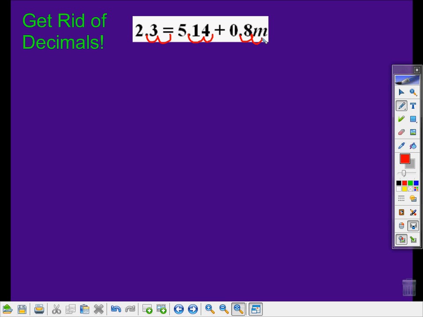So this new number is not going to be 2.3 anymore. What's it going to be? 230 equals 514 plus 80m. So basically we just got rid of the decimals. We multiplied each one by 100. Now remember, if you do the same thing to everything, it doesn't really change the problem. Michael? For this one we go to 2 because that gets rid of the decimals. You might have to go 3. You might only have to go 1. Does that make sense? It's the furthest one you've got to go.